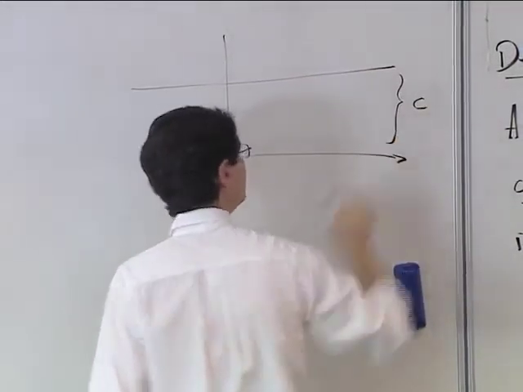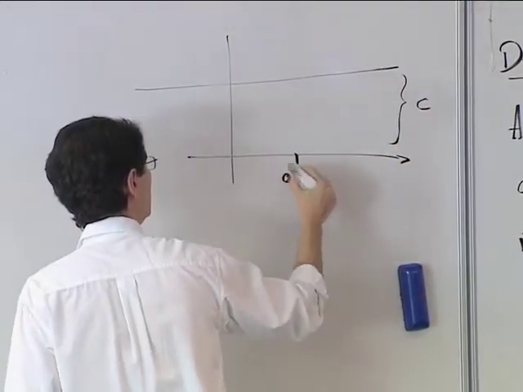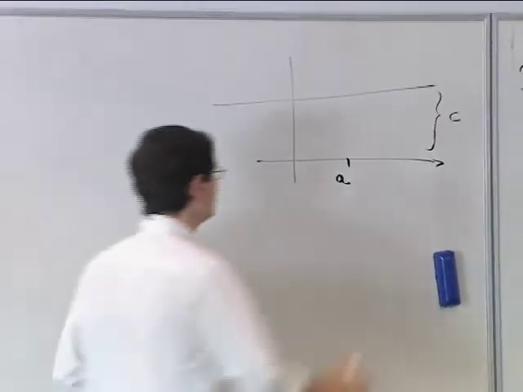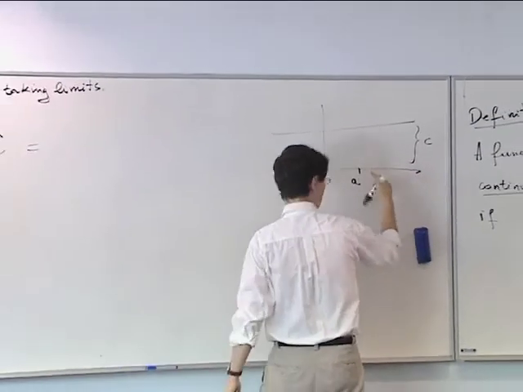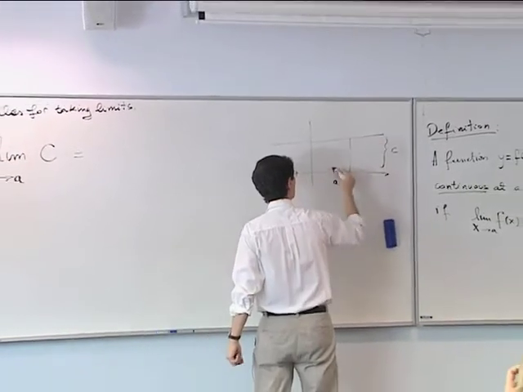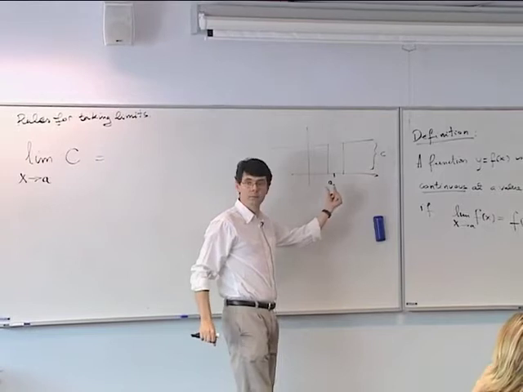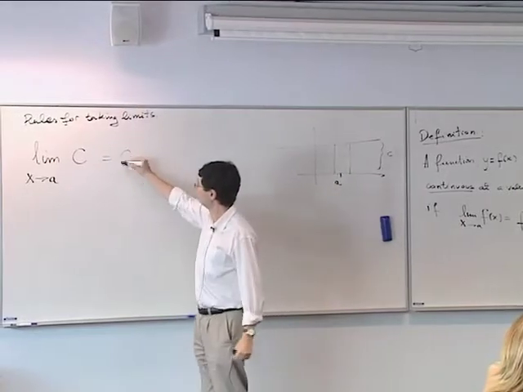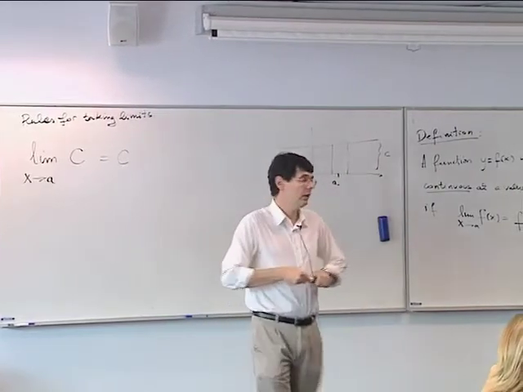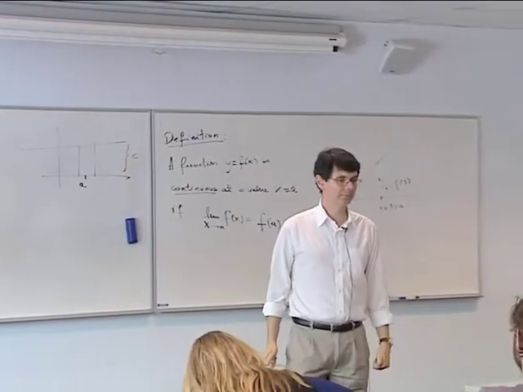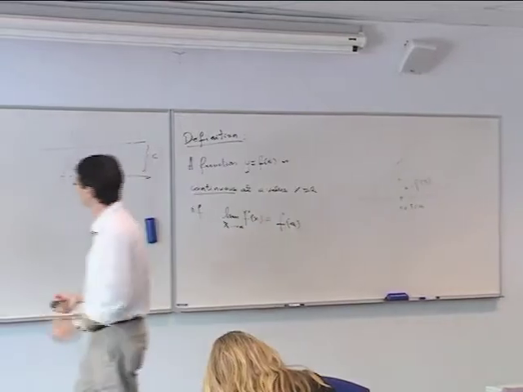Height c. And here is x equal a. So what happens if you go towards a without taking the value a? What happens to those heights? They're always equal to c, right? And so this limit is just c. The limit of a constant is the very number that you have. You don't do anything. Limits don't do anything to it.